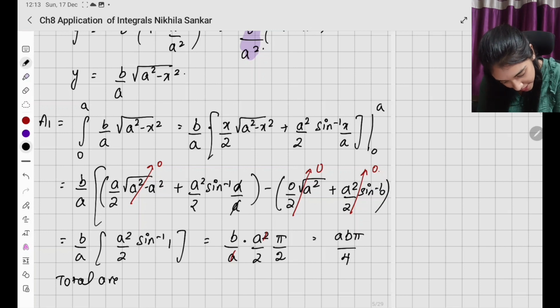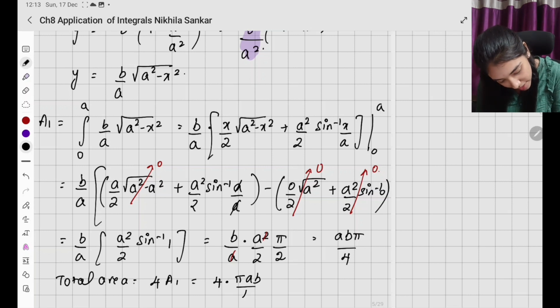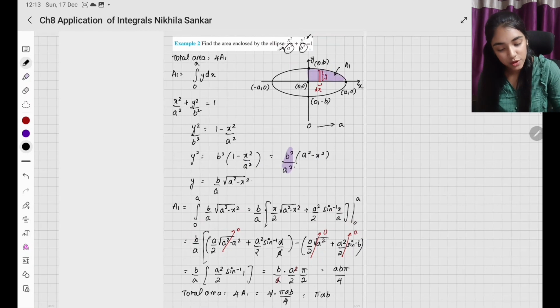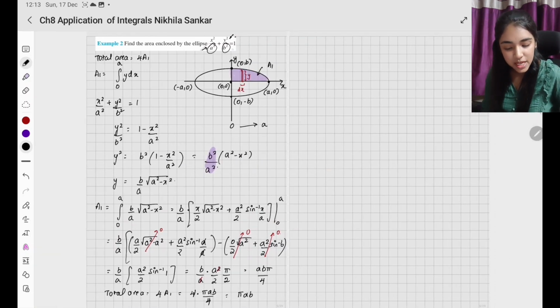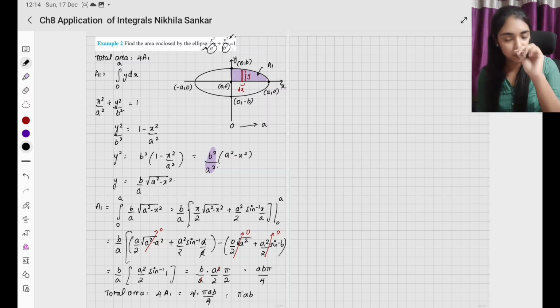Now the total area is going to be 4 times a1, which is going to be 4 times pi ab divided by 4. So this gets cancelled. So my area of the ellipse is going to be pi ab. Pi times the length of the major axis divided by 2 times the length of the minor axis divided by 2. So this is going to be the area of the ellipse.